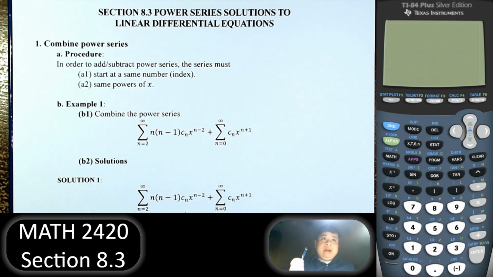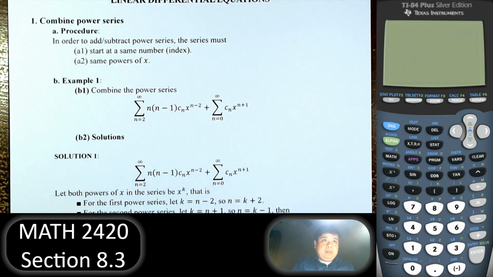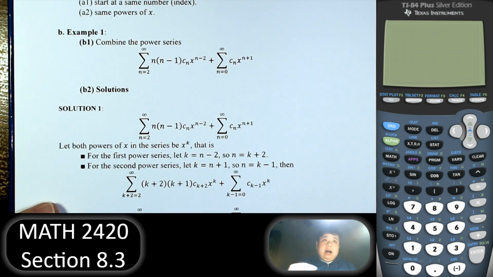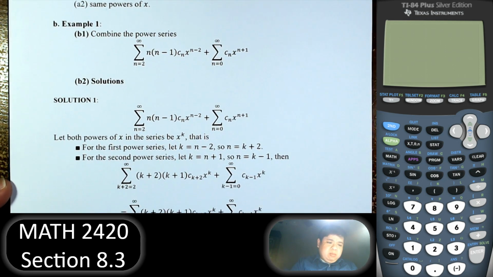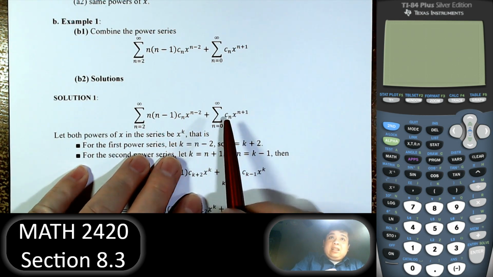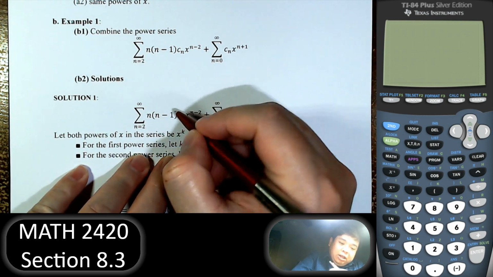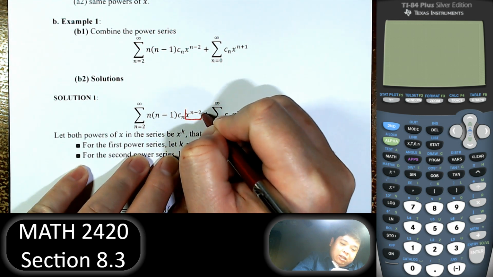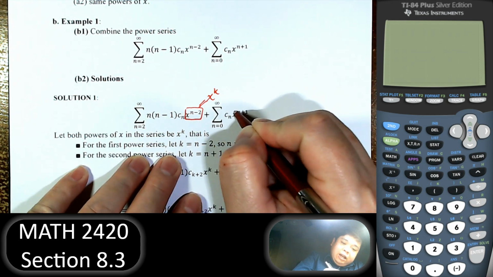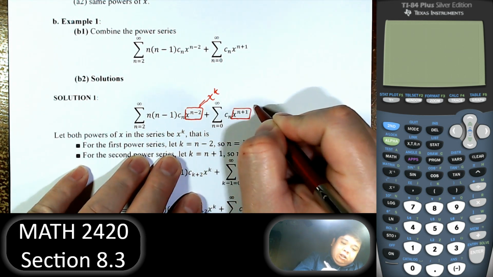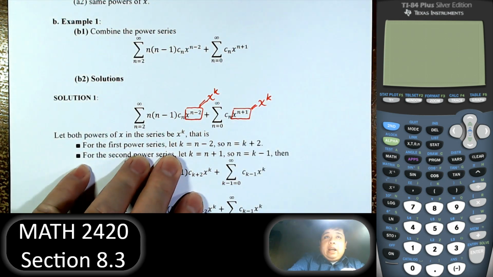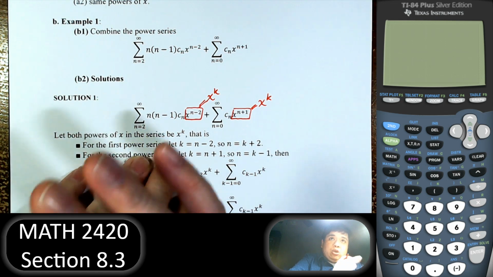Alright, there will be two solutions to this. The first one is the way I prefer. Since we need the index to be the same, why don't we let them equal k? So we let this equal x to the k, and we'll need this to be x to the k as well. So the power in both series will be x to the k power.